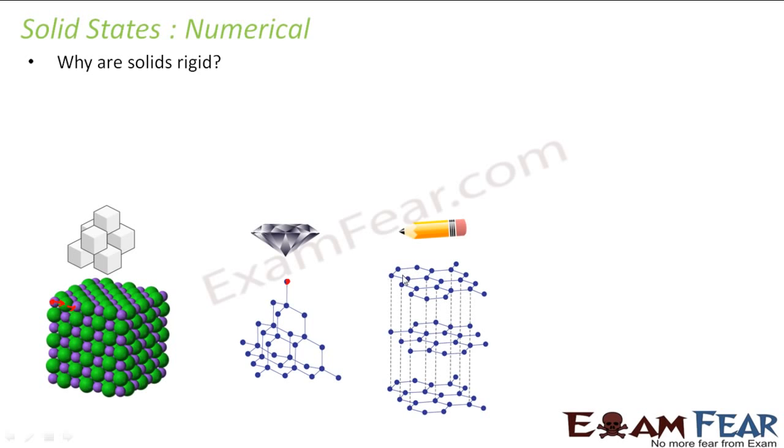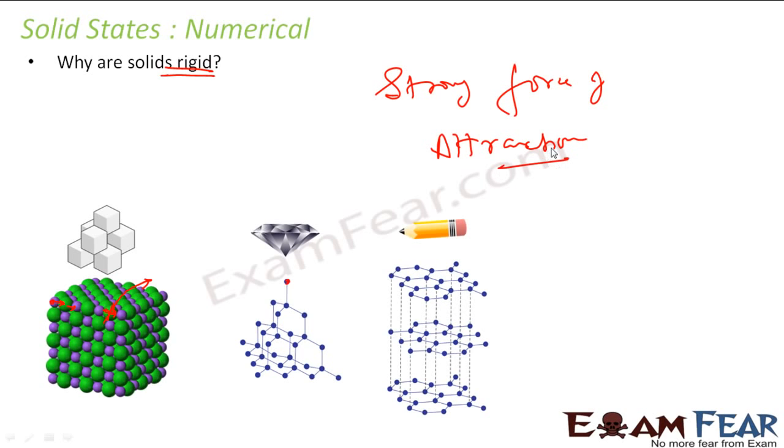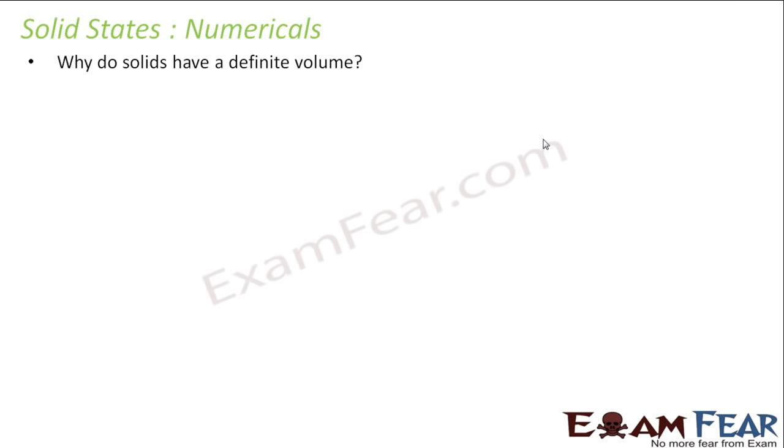Since the attraction is very strong, these particles can't move. They can just vibrate in their mean position. They can't move from here to here. Since they can't move and since they have a very strong force of attraction, they are rigid, right? Strong force of attraction between the constituent particles, correct? The question is, why do solids have definite volume?